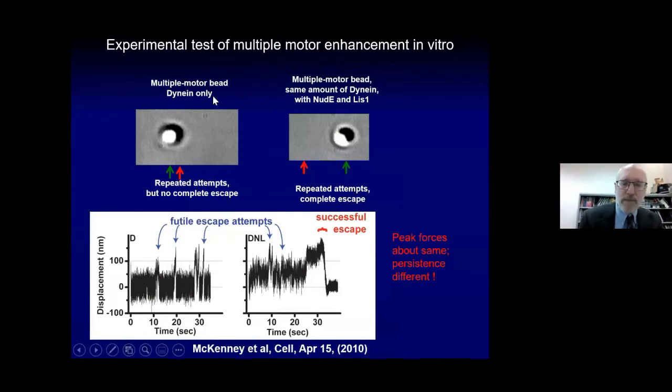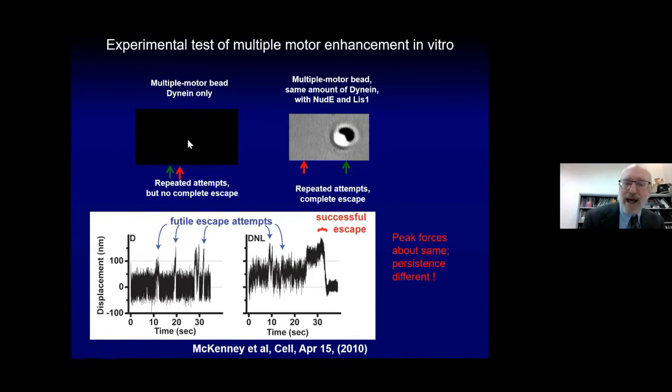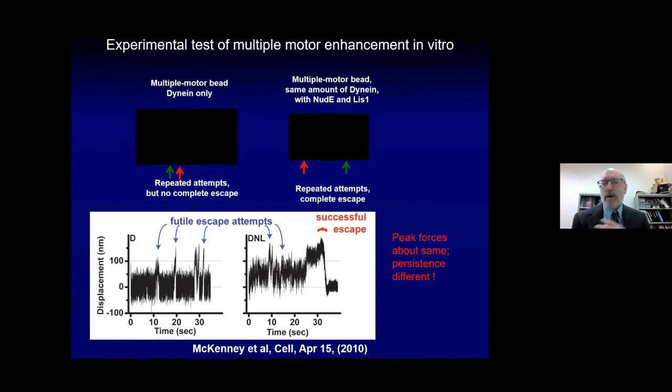And so here's an example of that. Here's a bead moved by multiple dyneins, and you get repeated attempts, but it can't really escape from the trap. But if you take exactly the same amount of dynein and you have NudE and Lis1 present, then you can escape from the trap because you have the sustained force production. In the absence of NudE and Lis1, you detach, but in the presence of dynein with NudE and Lis1, you don't detach. And so the peak forces are the same, but the sustained force production is improved. And so you can escape.